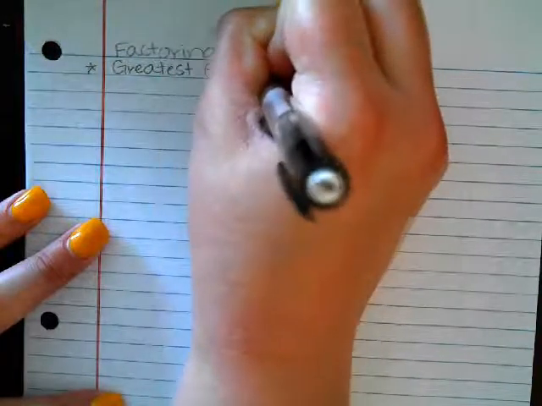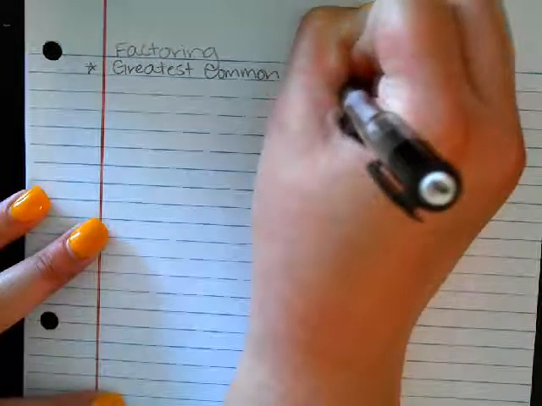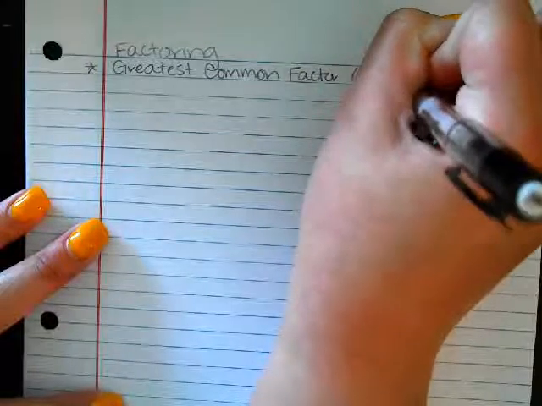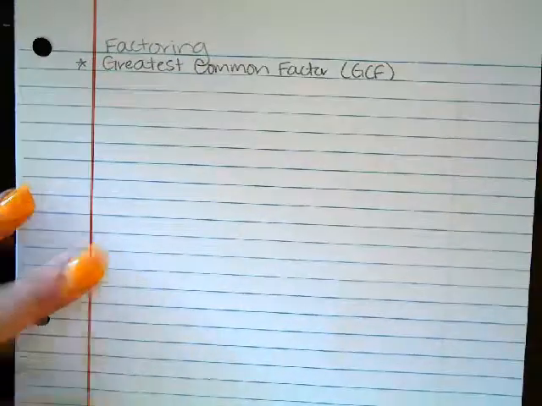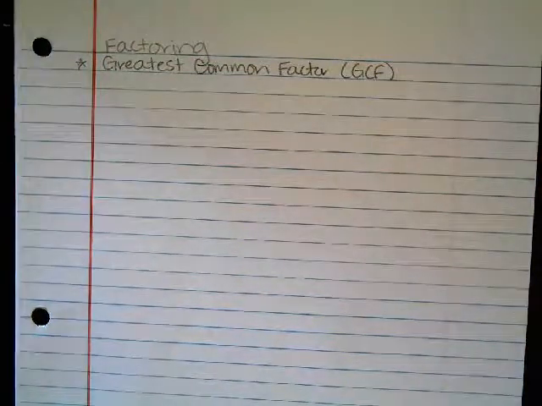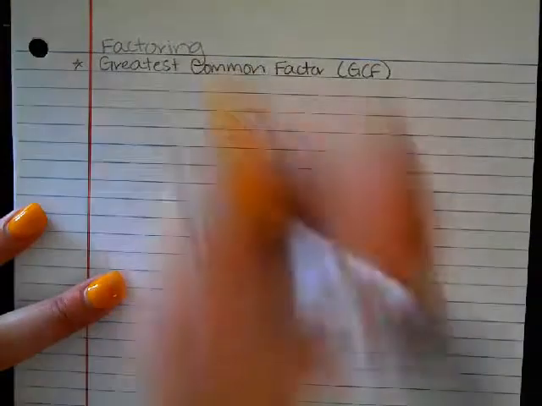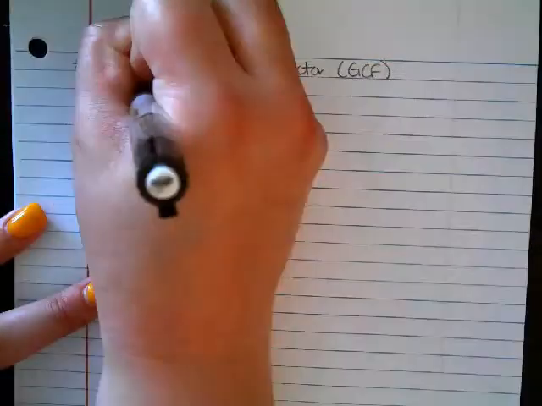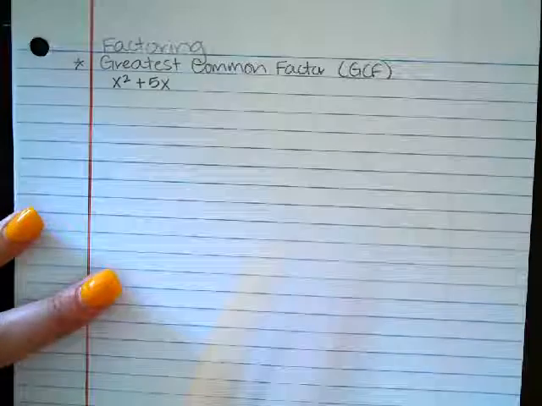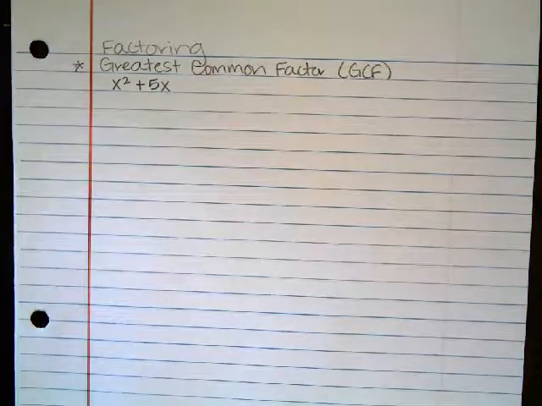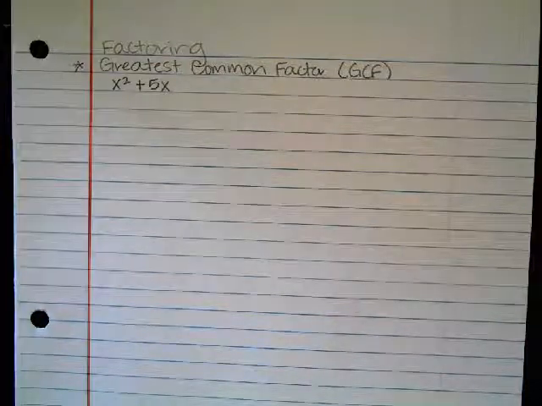Okay, the first type of factoring is greatest common factor. GCF. You should remember this, GCF. GCF can technically happen in any problem ever. So this is a good type of factoring to learn because it can always happen. GCF. All right, so if I have the problem x squared plus 5x, can anyone tell what the GCF is?